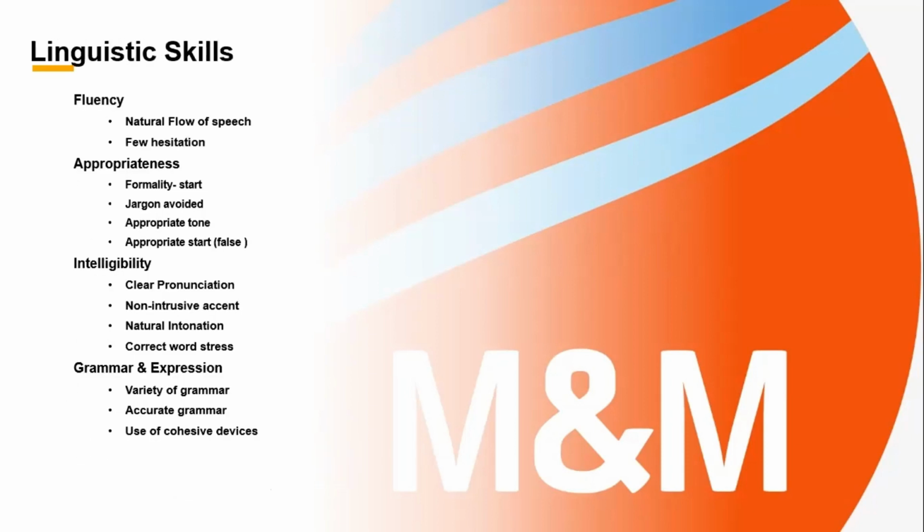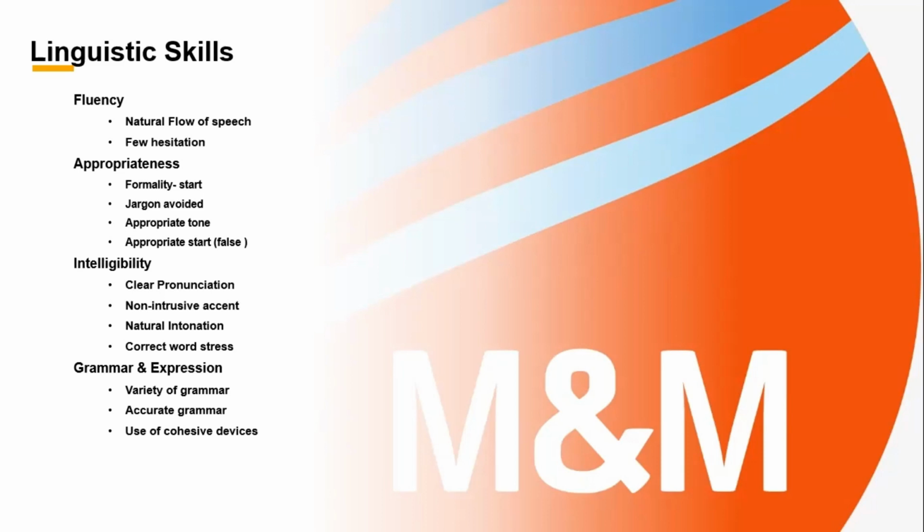In the linguistic skills, we have natural flow of speech, number one. You must have a natural flow of speech. There should not be pauses and hesitation. Just try to have a normal flow of speech. Appropriateness is an open term, like it should be a right start.